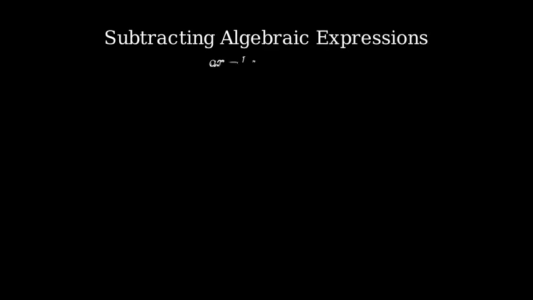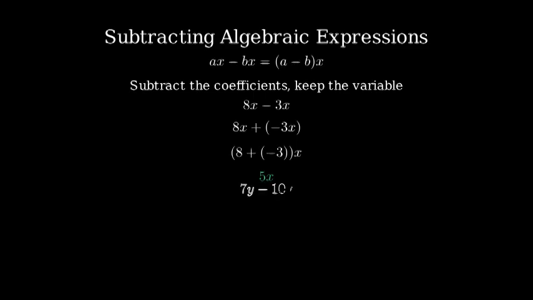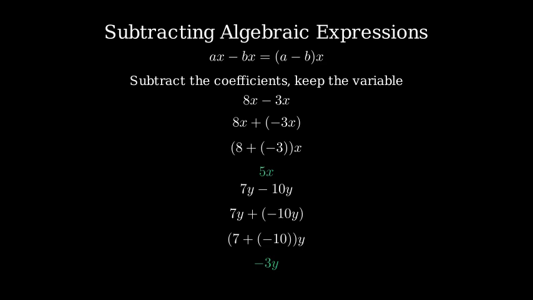Now, let's learn about subtracting algebraic expressions. When we subtract one expression from another, we change the sign of the expression being subtracted and then add. For example, to calculate 8x minus 3x, we change minus 3x to plus negative 3x, so it becomes 8x plus negative 3x, which equals 5x. Let's try another example, 7y minus 10y. Changing the signs, we get 7y plus negative 10y, which equals negative 3y.